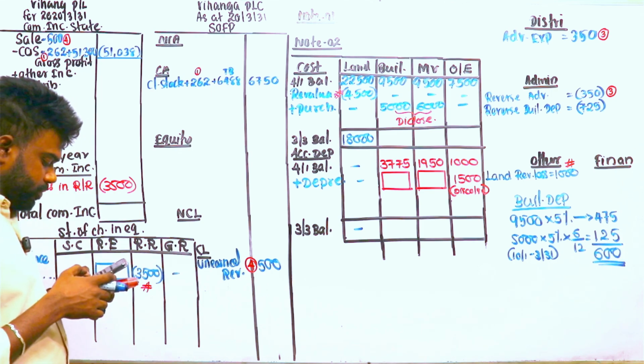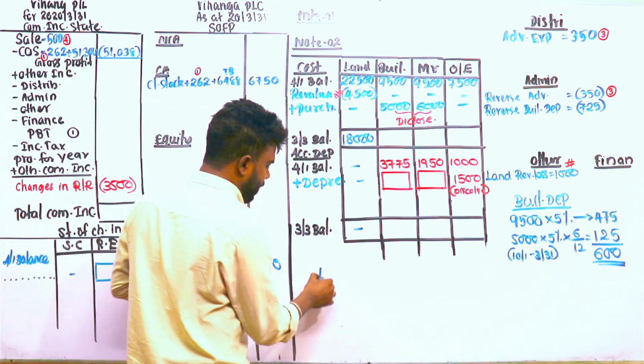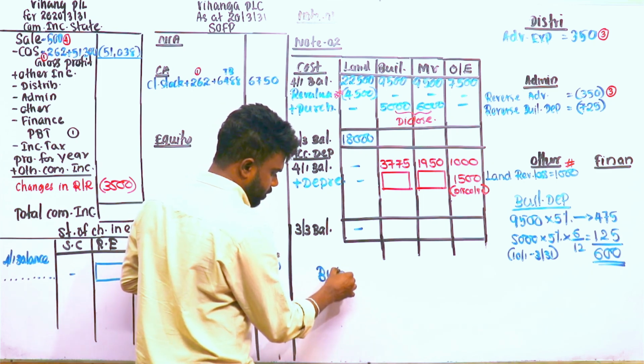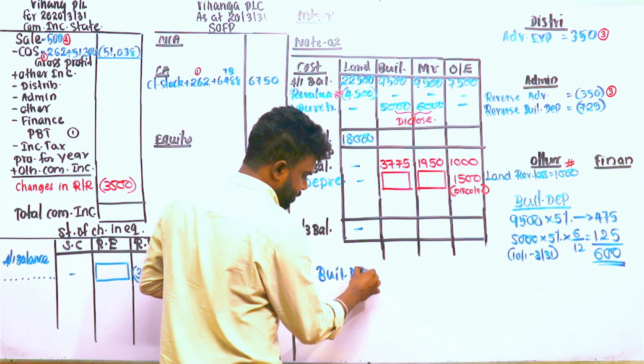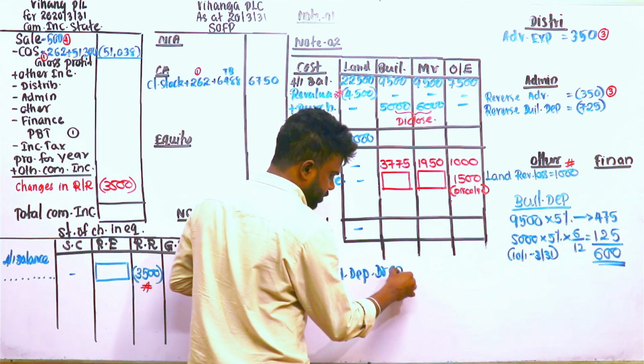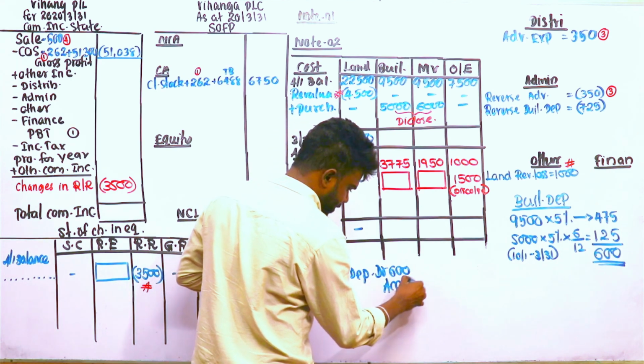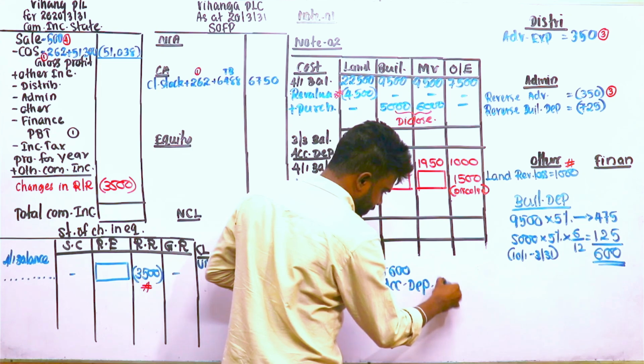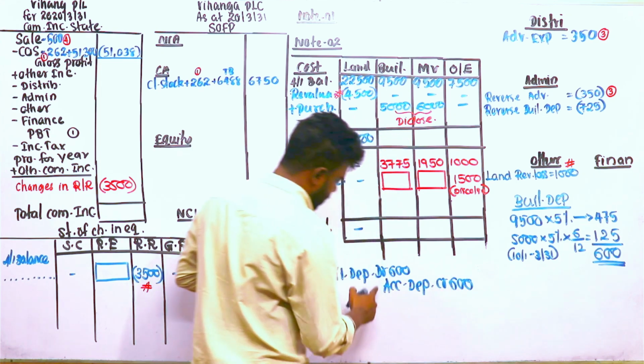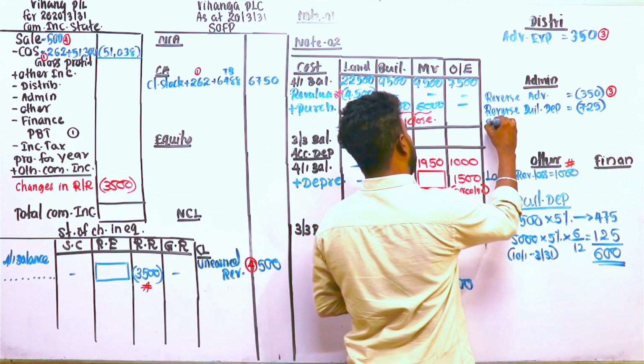Understand? Right, now record the correct one. Building depreciation debit 600, accumulated depreciation credit 600. Here, depreciation debit. This is the correct building depreciation.